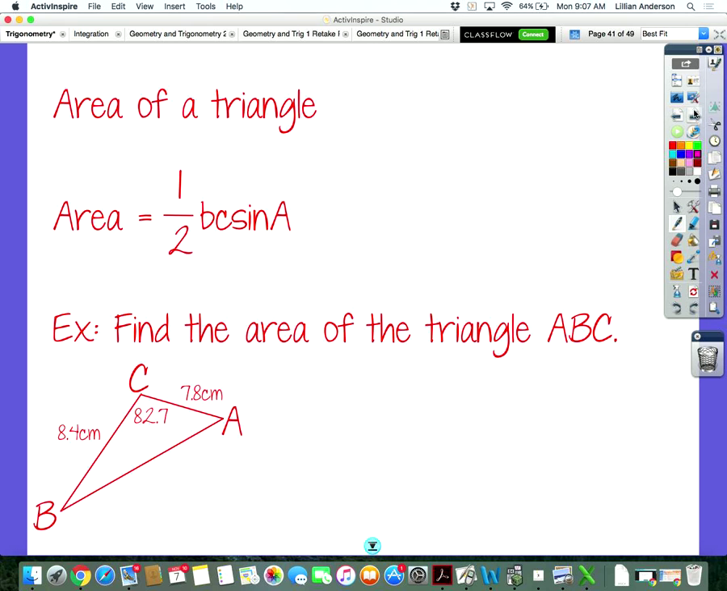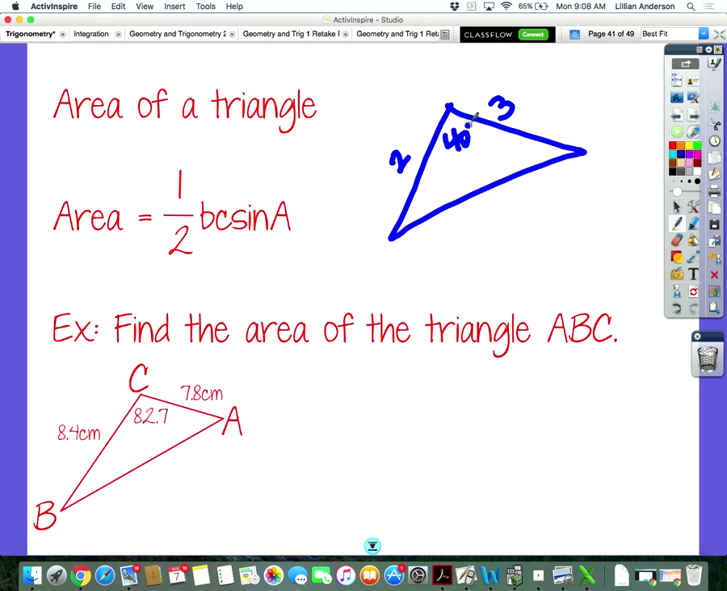So we're going to start off with the area of the triangle. It's a very simple formula. It's 1/2 BC sine A. I do believe that is how it's written in your reference booklet. But do realize that B and C, and A, are all interchangeable. Basically, the area formula is used when you know two sides and an included angle.